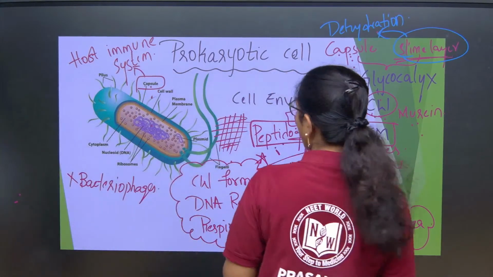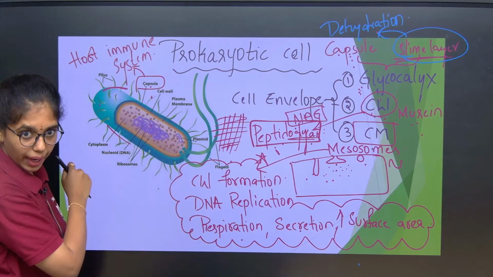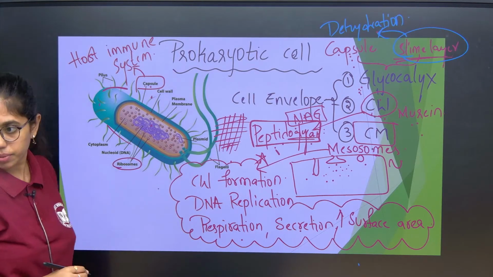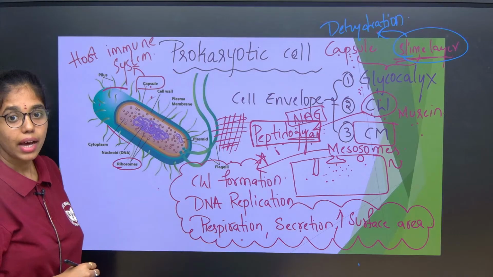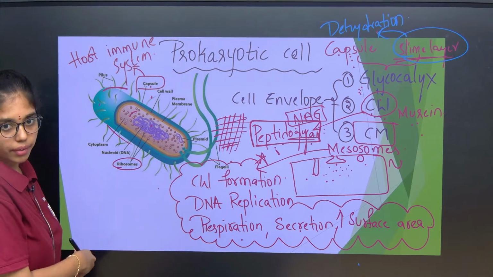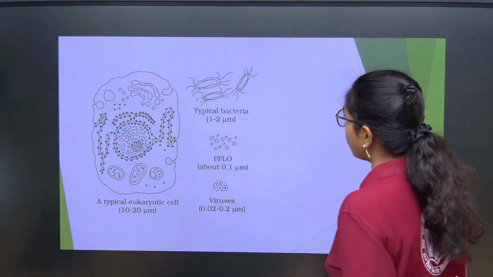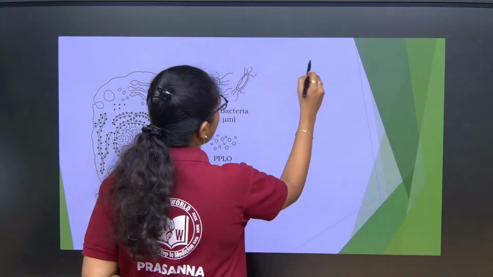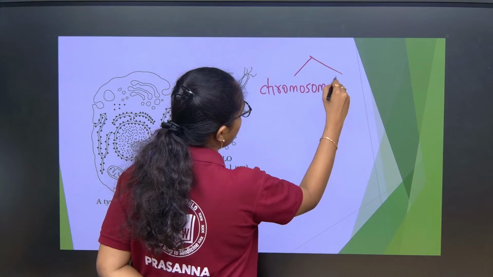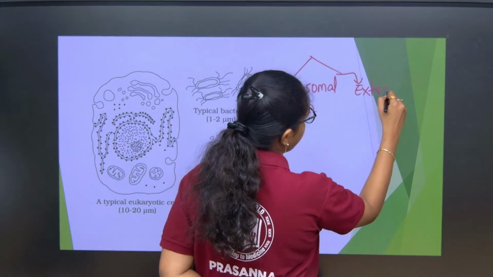Now, if you look into the cytoplasm of the bacteria, it has non-membrane bound organelles like ribosomes. First we will discuss the genetic material, then we will go to the ribosomes. It has two types of DNA. Prokaryotic cell will have how many types of DNA? Two types. What are they? One is called chromosomal DNA, and the second one is called extra chromosomal DNA.